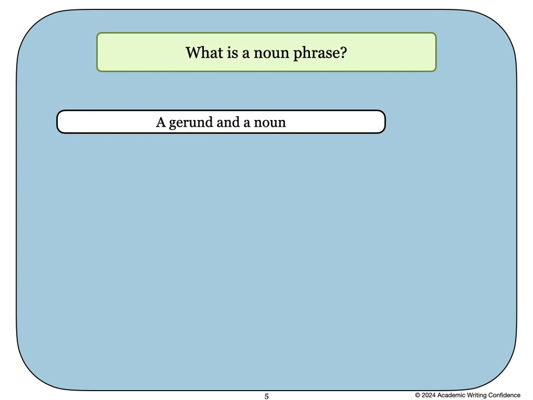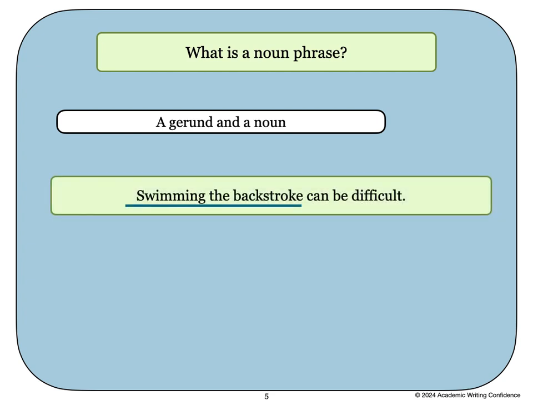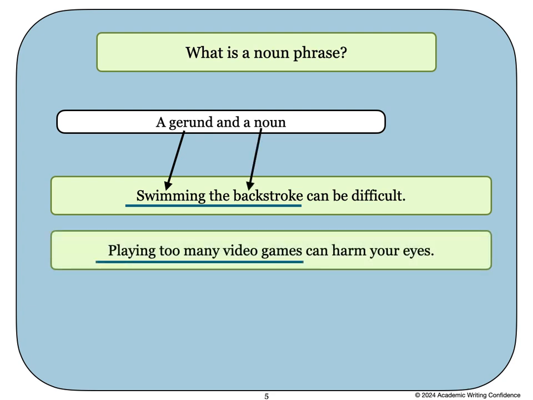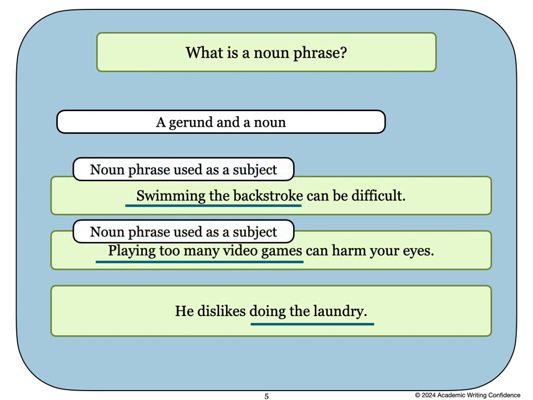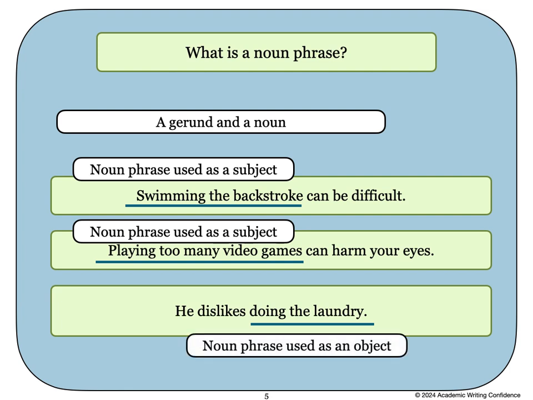We also use a gerund and a noun as a noun phrase. Swimming the backstroke can be difficult. Playing too many video games can harm your eyes. He dislikes doing the laundry. The first two sentences are using the noun phrases as the subject of the sentence, whereas the last sentence is used as an object of the sentence.